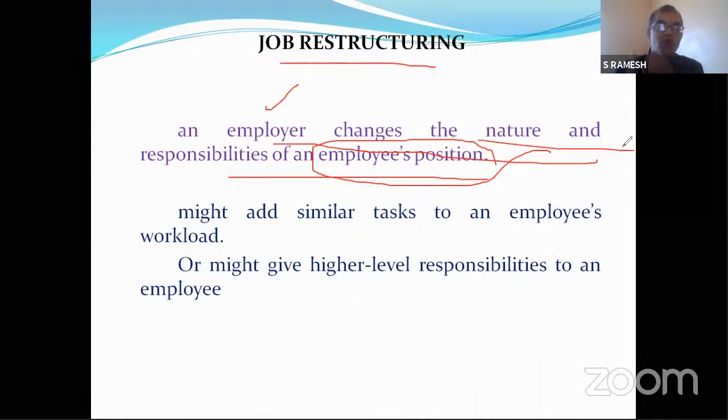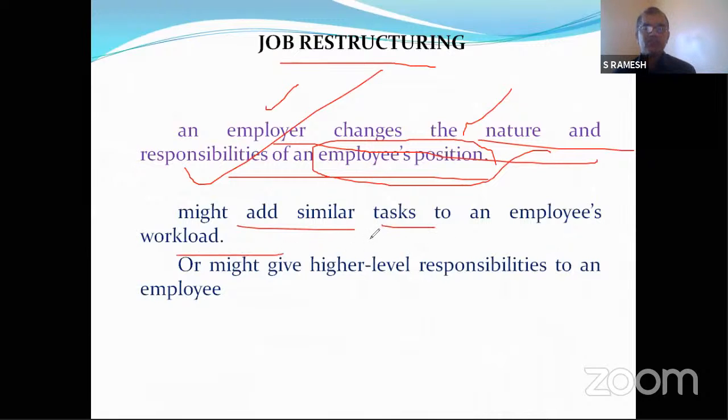Till yesterday, what you have performed, from tomorrow onwards or from today onwards, what you have to perform and how you have to do it, will be dictated by your employer. So, in job restructuring, changing of the nature and responsibilities of an employee's position is going to take place. And in job restructuring, you can see some additional tasks may be added or similar tasks may be added.